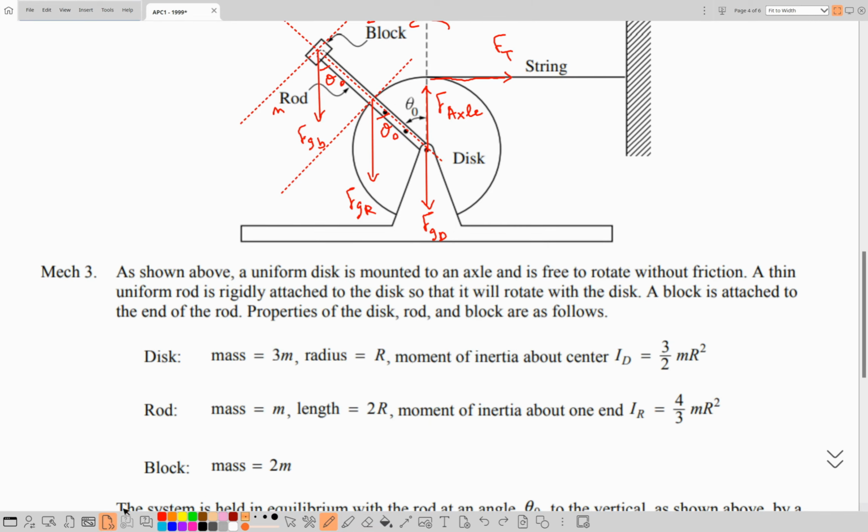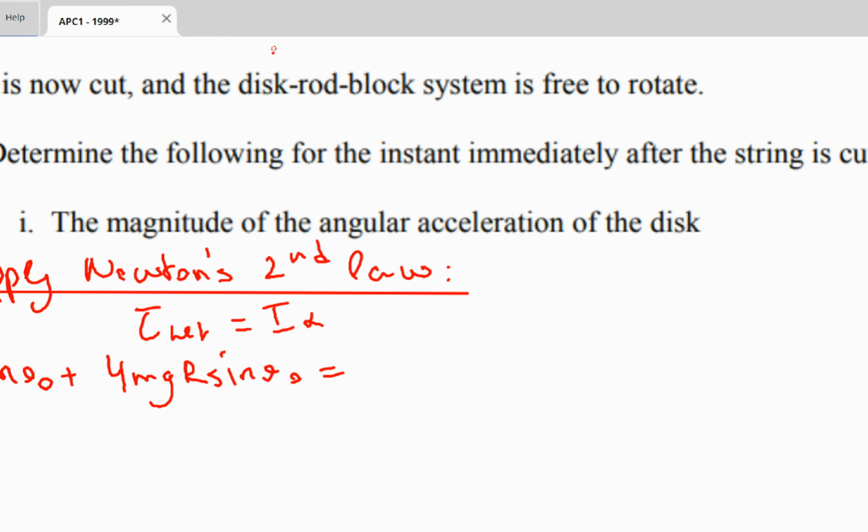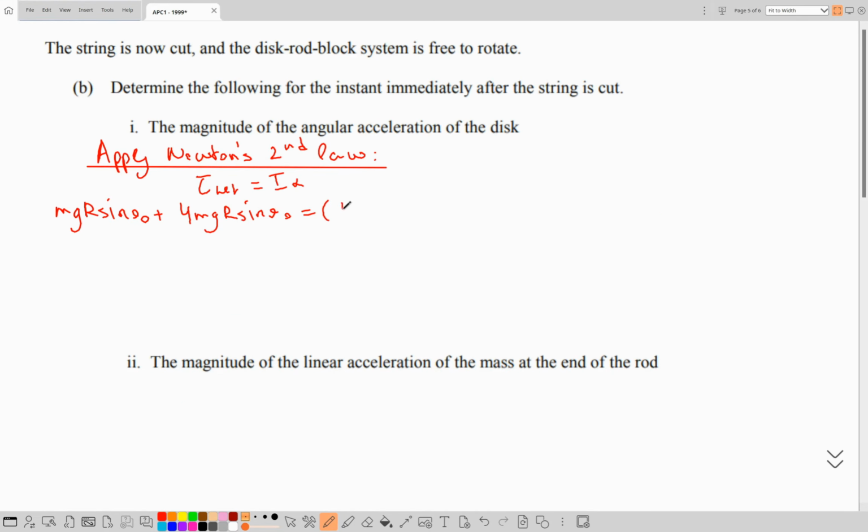And here, if you notice carefully, our system consists of 3 massive bodies given by the disk, the rod, and the block. So we need to include the moment of inertia for these 3. Then we have I for the block plus I for the disk plus I of the rod multiplied by alpha, and we're interested in determining the value of alpha. That would be 5 mgr sine theta 0.